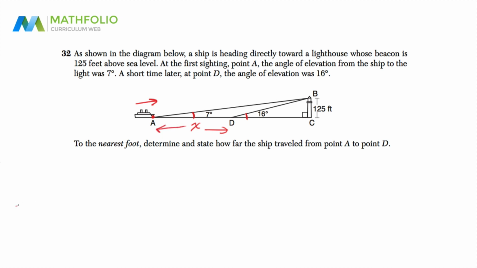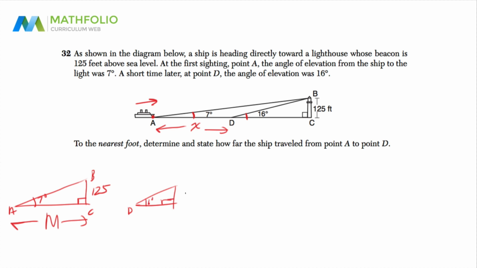So basically, if I separate these two triangles, we've got the long distance, which makes a right triangle. This is B, this is C, this is 125. This angle here is 7 degrees, and this is A. So let's call this a bigger distance M. So M is everything. Then a short time later, he arrives at D. So D is here. This is 16 degrees. This is 125. And let's call this N, the base here.